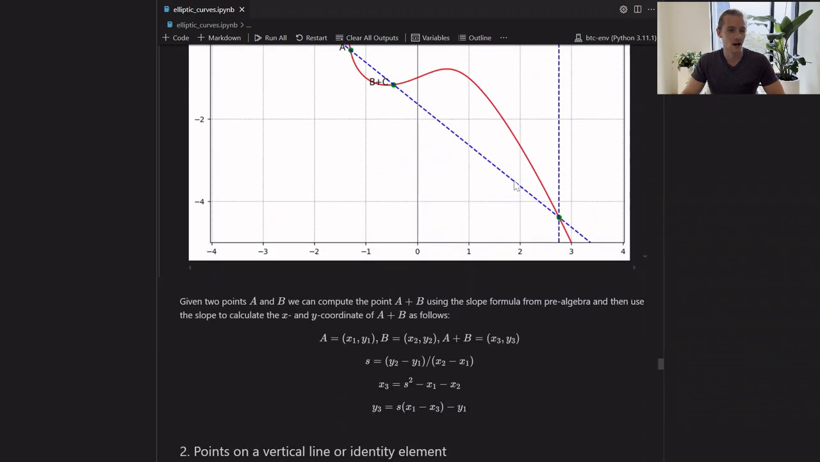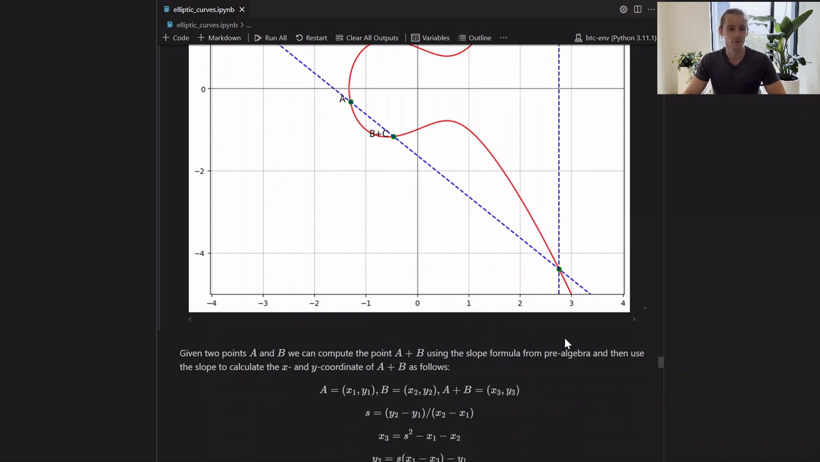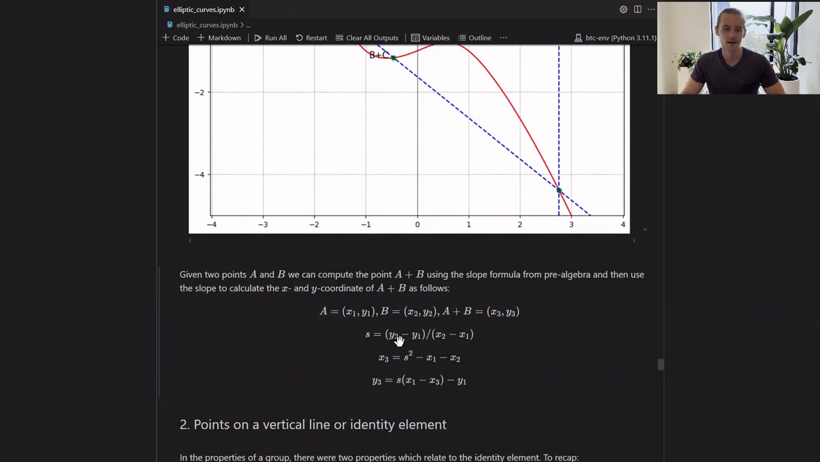Okay. Now, some of you might wonder, how do we actually find this third point? Basically, this goes back to some formulas to compute the slope from pre-algebra. You might still remember this. I won't go into too much detail, but basically if you have 2 points, then you can compute the slope like this, and then you can compute the x and y coordinates of the third point by just plugging the values into these formulas here.